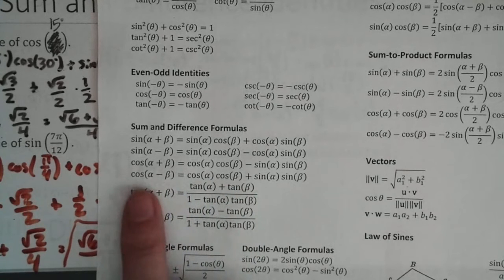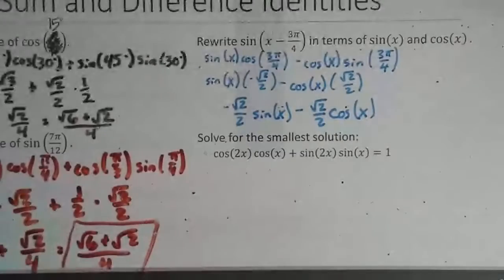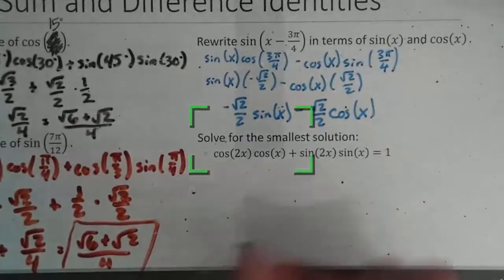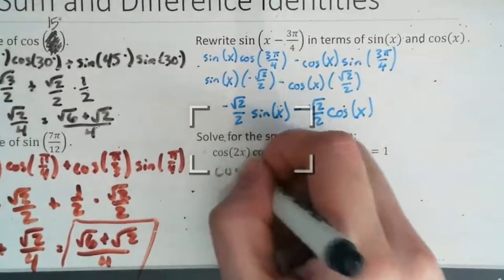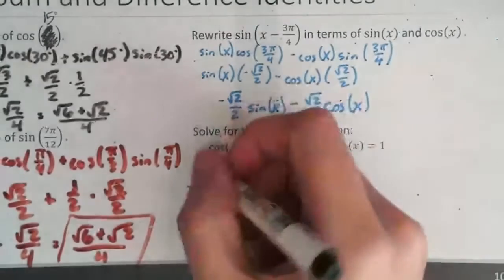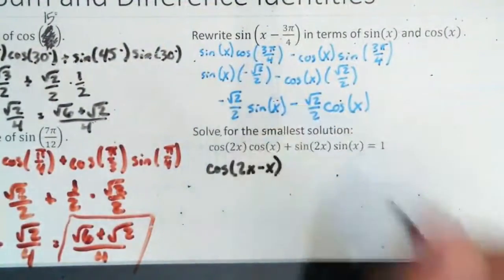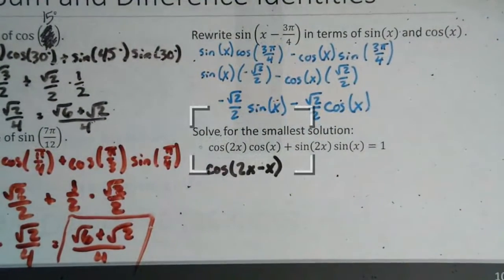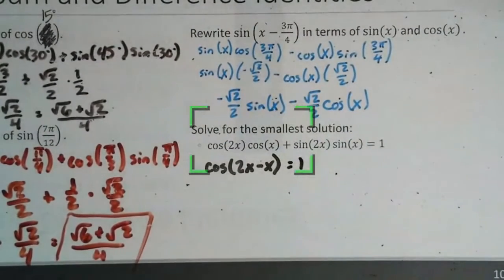So this I can rewrite as the cosine of my first angle minus my second angle. So that will be the cosine of 2x minus x. That whole thing on the left-hand side simplifies to that. The right-hand side is still equal to 1.